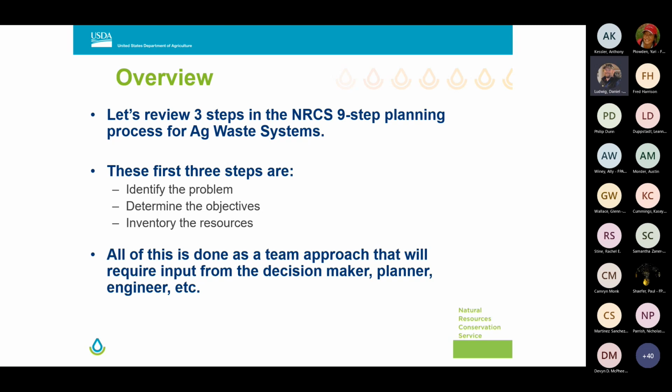So our first 3 steps, again, are identifying that problem, determining the objectives, and inventorying those resources. And the biggest thing that we need to point out is this is all done as a team approach that's going to take input from the decision maker themselves. They have to decide what they're capable of doing, what kind of resources they have to make changes. You as the planner, what are the best practices and management options that are going to need to be taken for that system to be successful. And also we're going to rely on our engineers to help to design these complex practices.